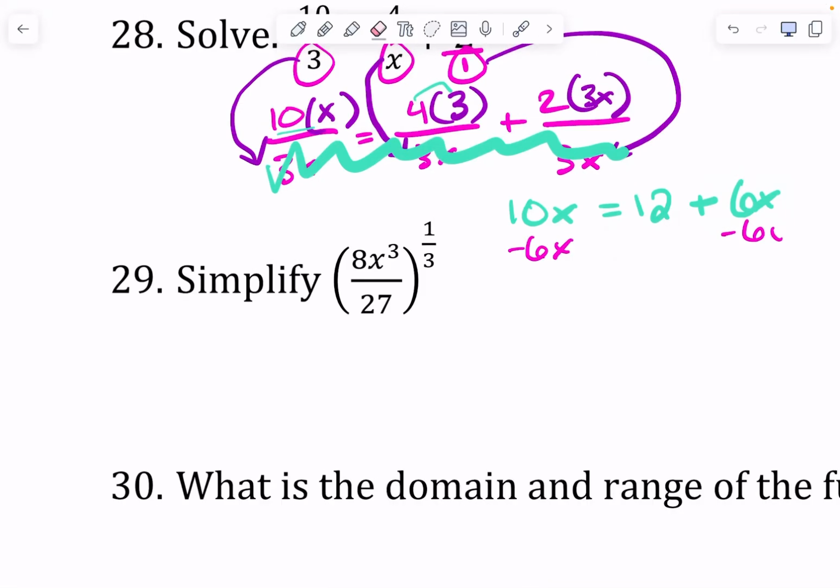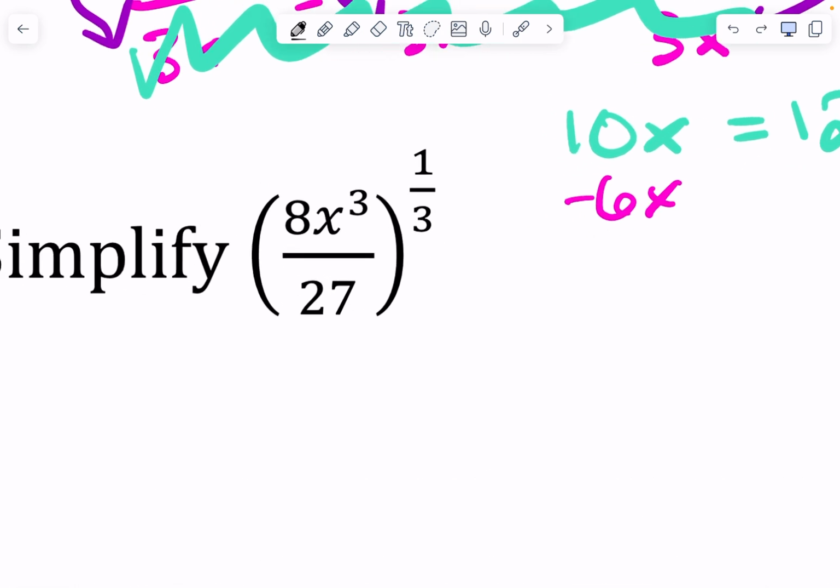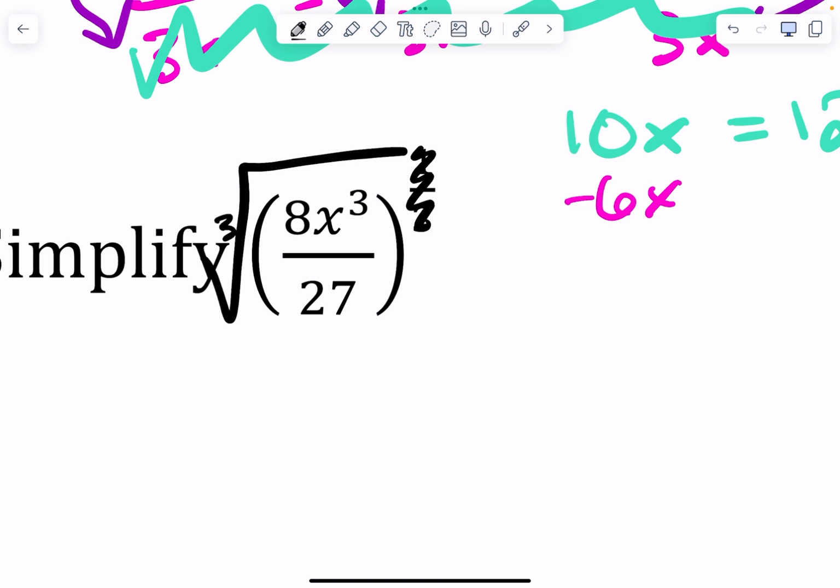All right, we're on number 29. What does the 1/3 power mean? Cubic root. The cubic root. Okay, so I'm going to get rid of this 1/3 power. I'm going to go cubic root of this guy right there, okay? The cubic root.